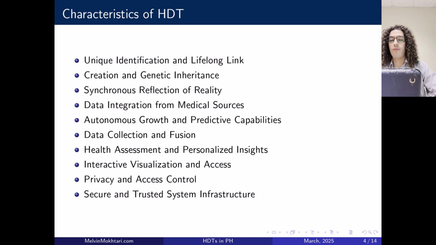Synchronous reflection of reality. Well, an HDT is kind of like a mirror of you. So it constantly updates to match you, your growth, your aging, and even how you react to treatments, to keep the most accurate version of yourself at the moment.